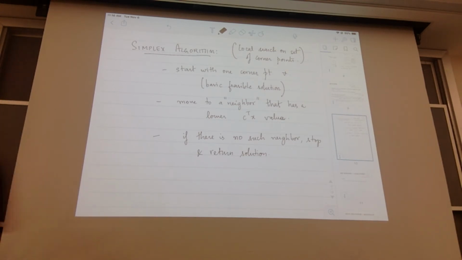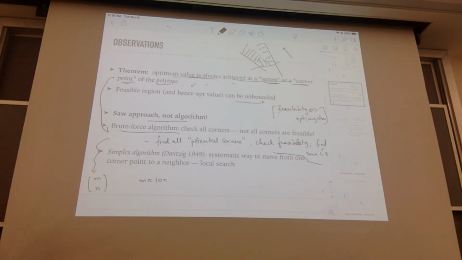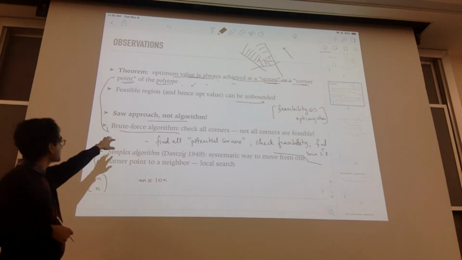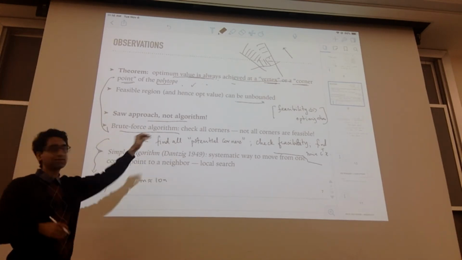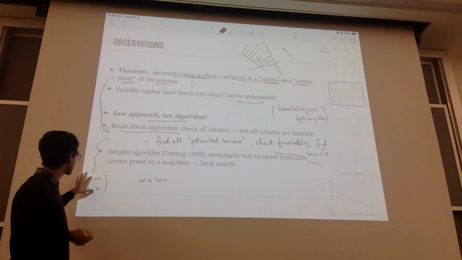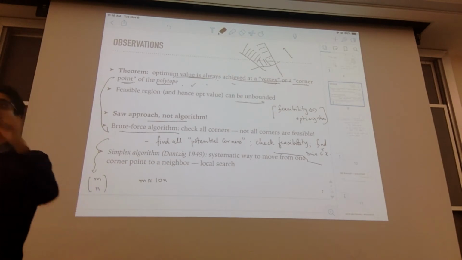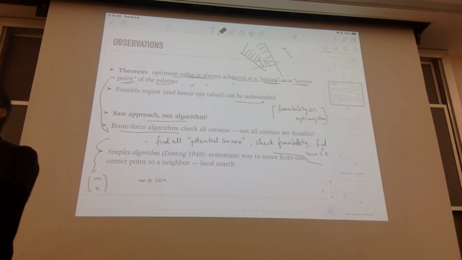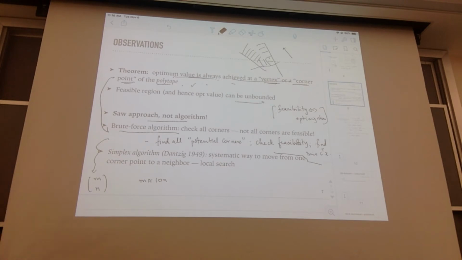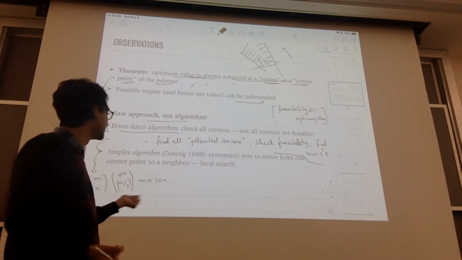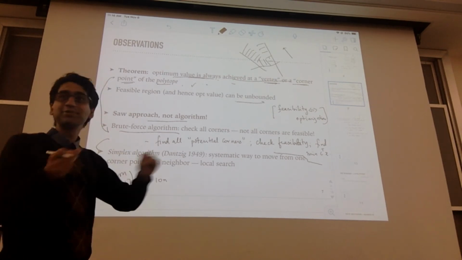As a side note, for those of you who are interested, I said that this brute force algorithm essentially tries to check all corners and takes time something like m choose n. You might ask, are there actually m choose n feasible corners? It turns out the answer is no. In general, there are only something like m choose n/2 feasible corners. This is an interesting fact.